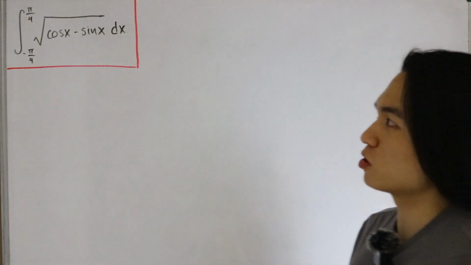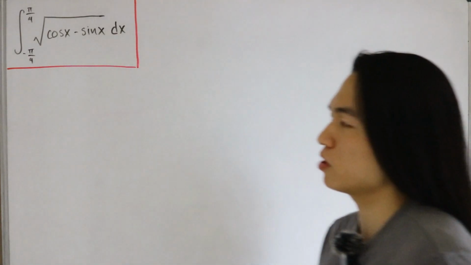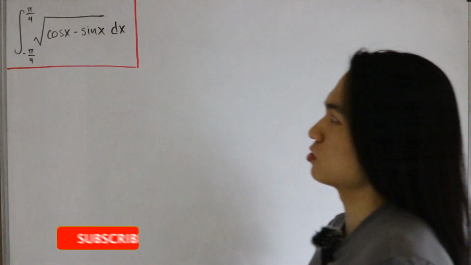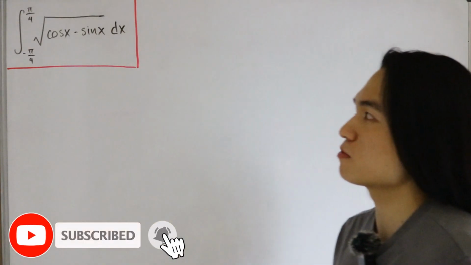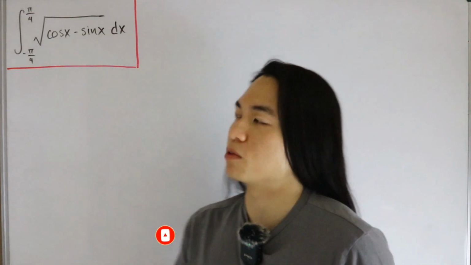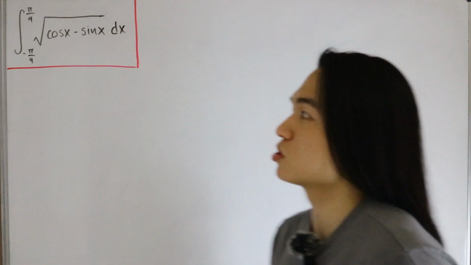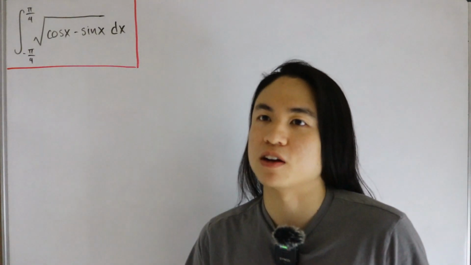Today we have a trigonometric integral where our bounds are symmetric, negative pi over 4 to pi over 4, and inside of our integral is the integrand, the square root of cosine of x minus sine of x, dx. As you might be guessing with trigonometric functions, we actually have to use some trig identities to do the substitution, which you would be correct on.